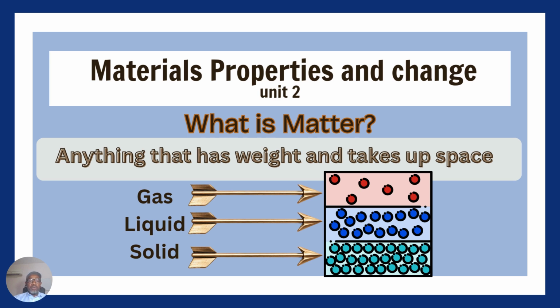Okay. Now we have three states of matter. We have gas, liquid, and solid. Now you can see the arrow pointing to the gas. This is how the particles are arranged. The particles are free and they move around. The liquid, the particles are also free but not as free as the gas. Then in the case of the solid, the particles are compact together. Okay, so you can see the particle diagram here.